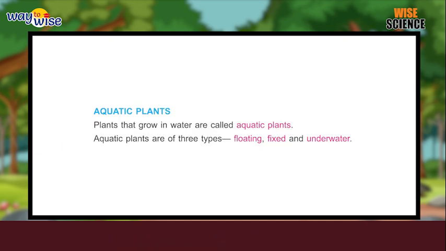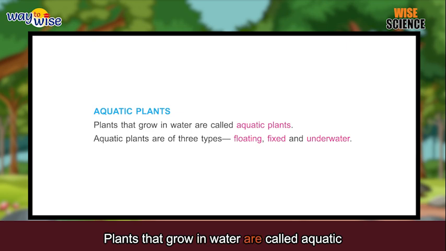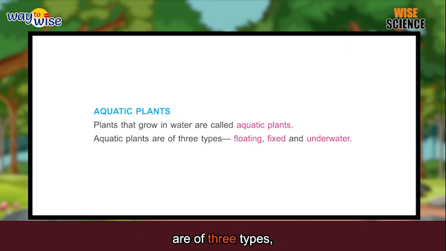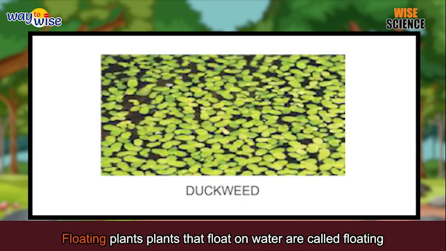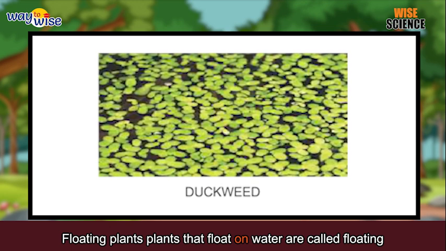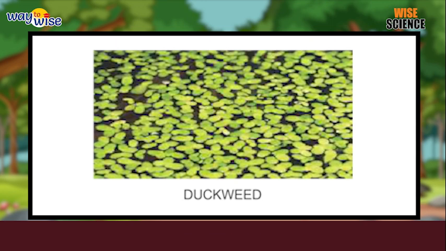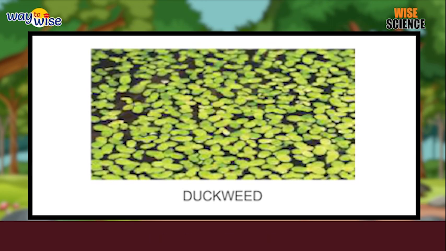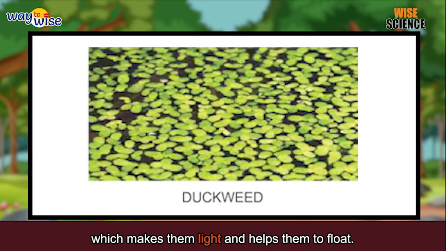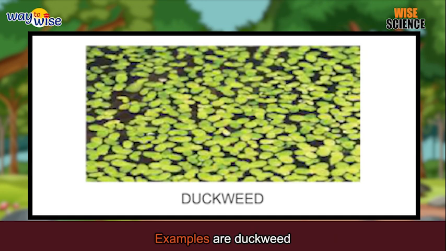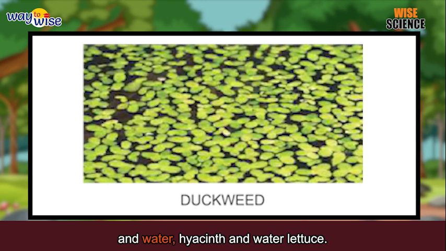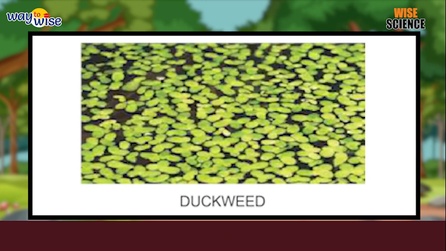Aquatic plants. Plants that grow in water are called aquatic plants. Aquatic plants are of three types: floating, fixed, and underwater. Plants that float on water are called floating plants. They have spongy bodies that are filled with air, which makes them light and helps them to float. Examples are duckweed, water hyacinth, and water lettuce.